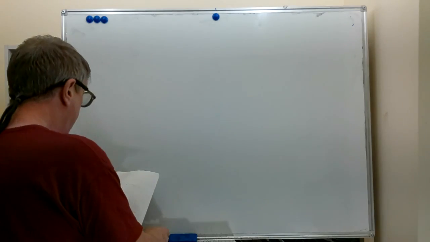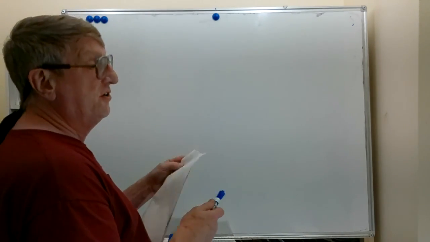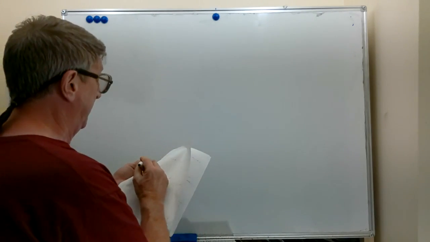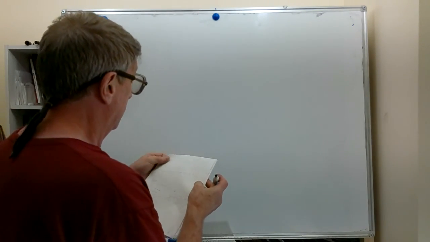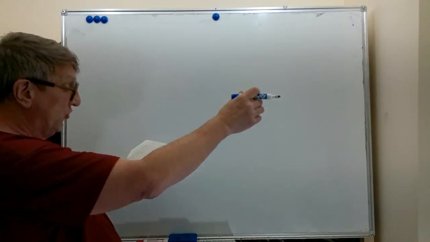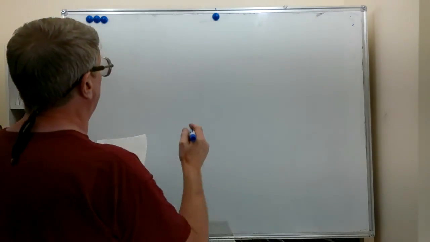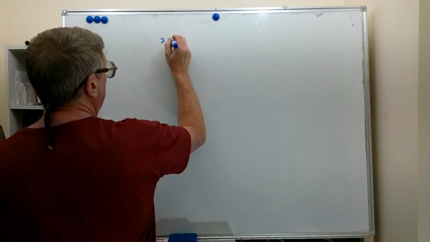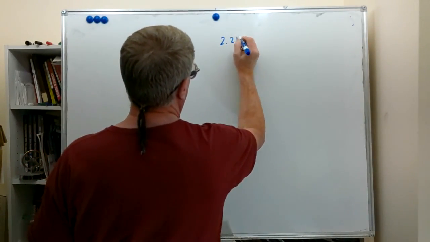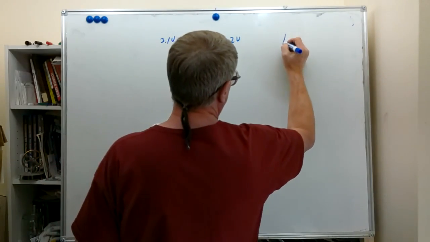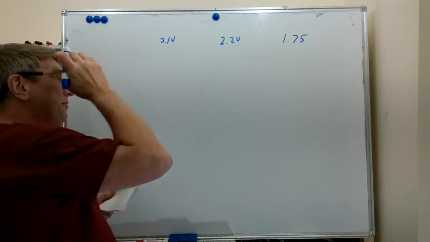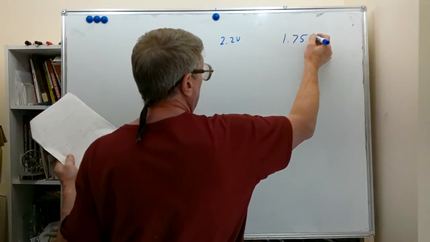Let's say that we measure voltage across a certain point in the circuit. We measure three different voltages in a circuit, and we want to add them together. Suppose we measure 3.1 volts, 2.2 volts, and 1.75 volts. And maybe these were all in series, so they're going to add up to some total voltage.